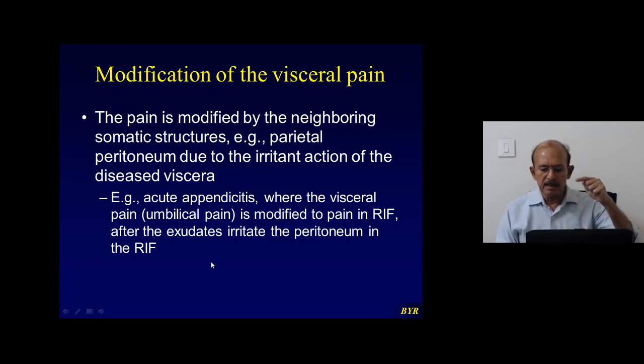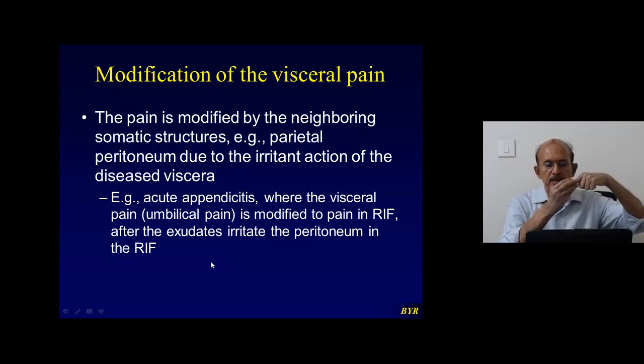If the appendix is inflamed, that means it swells. Because of that, the patient gets pain. Initially, the pain will be felt in the umbilical region, because the visceral pain of the appendix is felt in the midgut dermatome, that is the umbilicus. In acute inflammation, the inflammatory exudates come out of the appendix and then touch the overlying peritoneum.